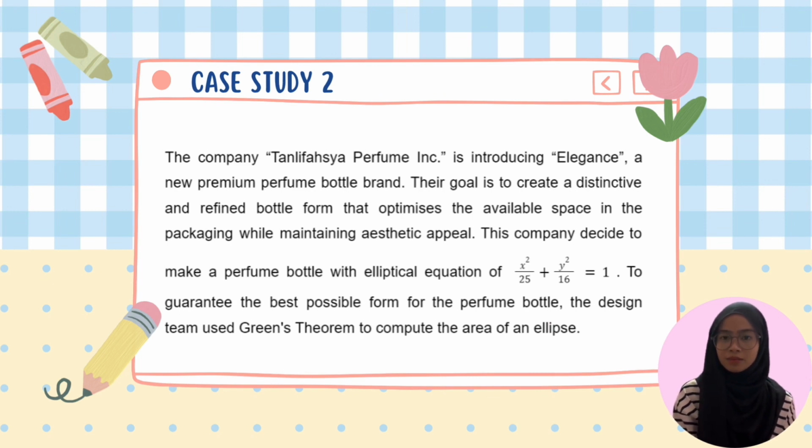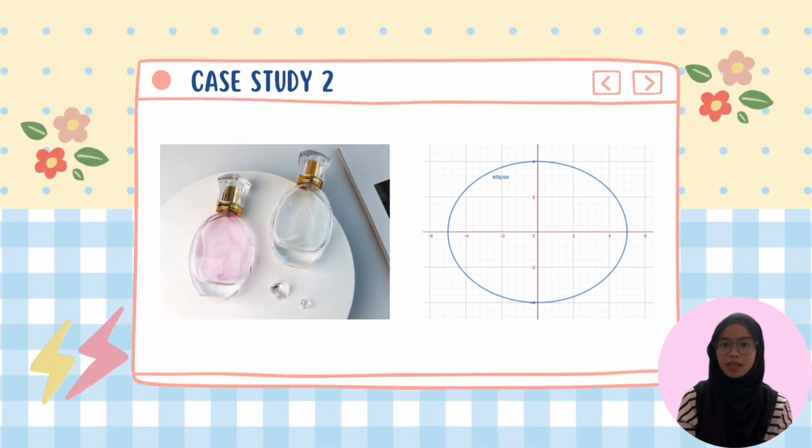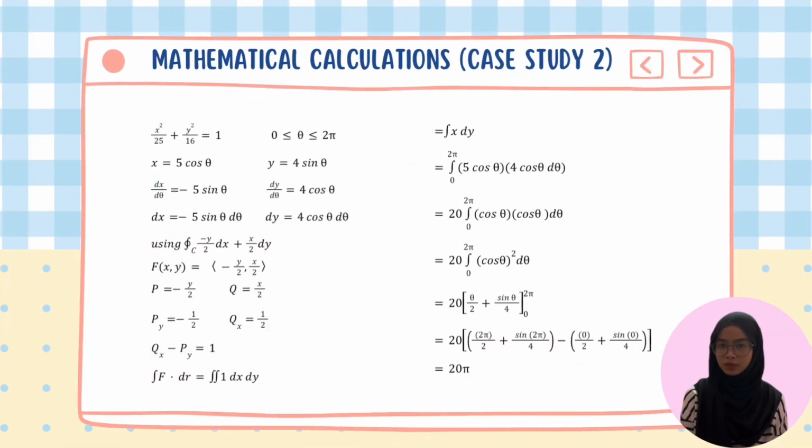To guarantee the best possible form for the perfume bottle, the design team used Green's theorem to compute the area of an ellipse. This is the figure of the perfume bottle and the graph that we get from the elliptical equation. Now, I will explain the mathematical calculation. Firstly, we define x and y using the parametric equation. Then, we differentiate x and y.